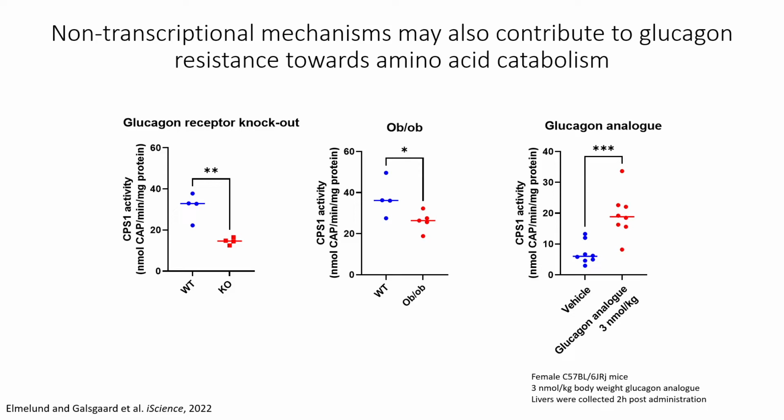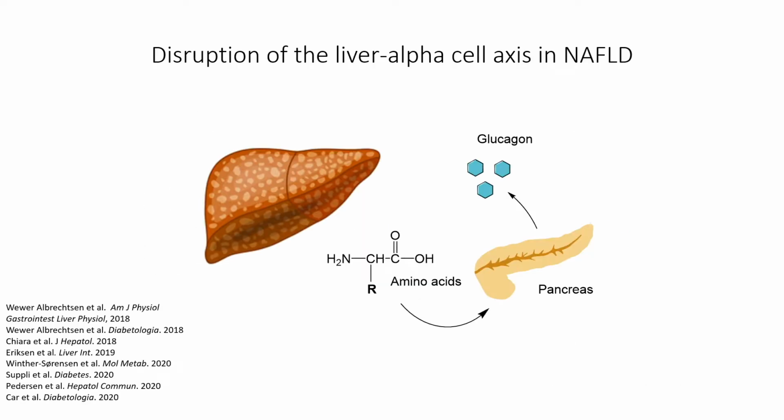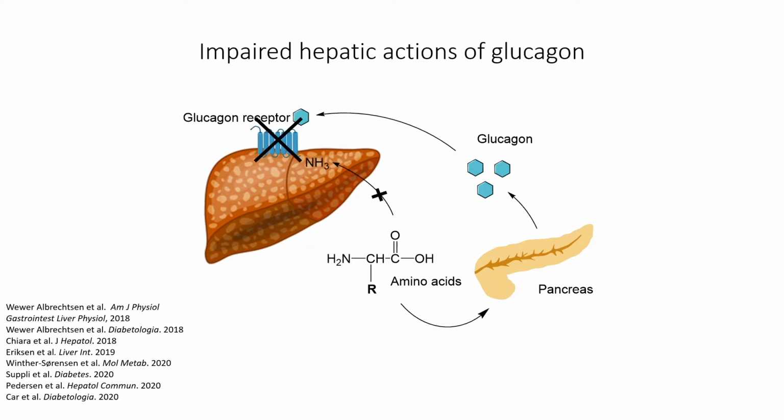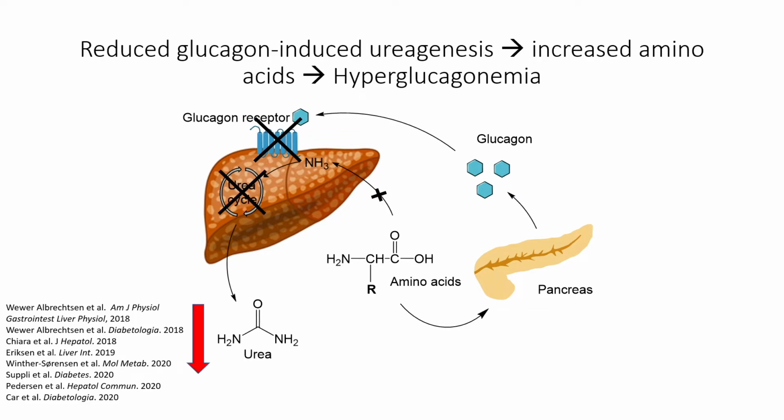And in another experiment, we also saw an increase in the activity of CPS1 2 hours after treatment with a glucagon analog. So in addition to the transcriptional regulation, there may also be non-transcriptional mechanisms contributing to the glucagon resistance in hepatic steatosis. So to summarize, hepatic steatosis may disrupt the liver alpha cell axis due to impaired hepatic actions of glucagon, which results in reduced ureagenesis and increased levels of plasma amino acids, stimulating this hypersecretion of glucagon.